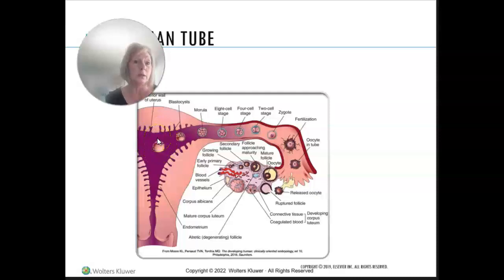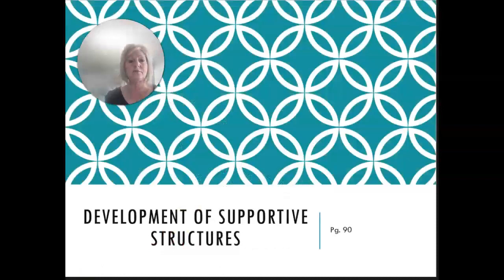That is the ideal place for it to implant. Because if it implants someplace else, it might cause some maternal complications as the pregnancy progresses. Okay, so how do we get those supportive structures to develop? How do we get things to start?